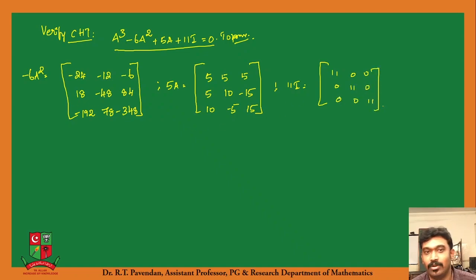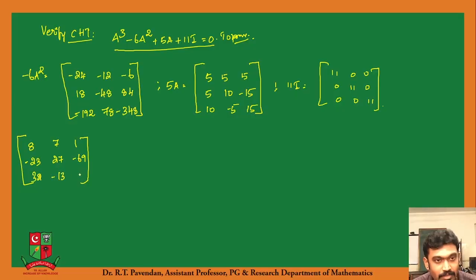Now we can actually add all these things because I have taken negative 6A square here. So we can actually add A cube matrix along with this matrix, along with this matrix, along with this matrix, and check if it is equal to 0. So A cube matrix is 8, 7, 1, minus 23, plus 27, minus 69, 32, minus 13, plus 58.